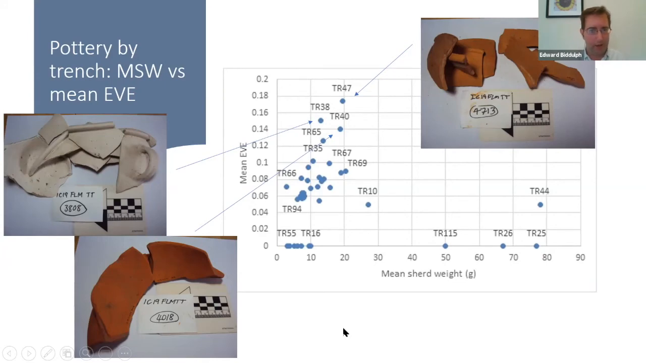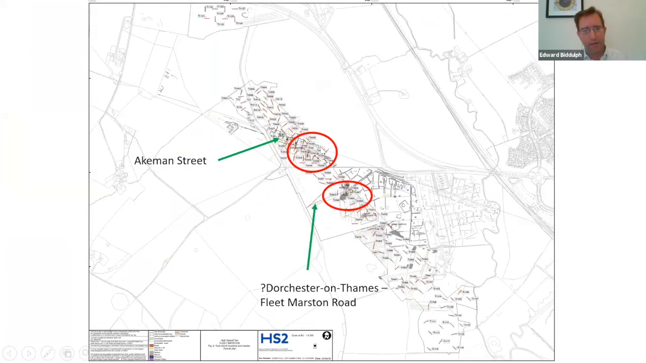Let's see where they are on our plan of Fleet Marston, and they're around here. They're centered around the row of trenches around Aiken Street and trenches around this other road, which may tentatively be identified as a road that leads to Dorchester-on-Thames. So again, it's a similar pattern to Berryfields, where the better preserved pottery is centered around the roads, where you're likely to get much more activity.